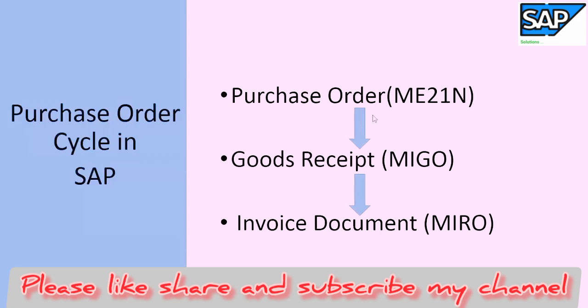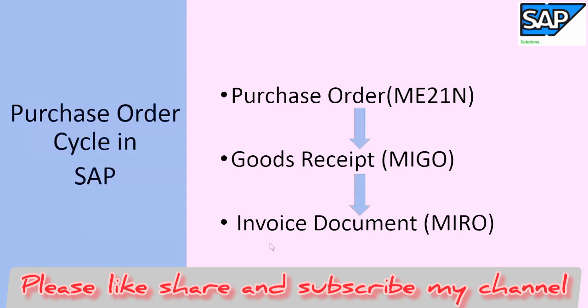Then the vendor dispatches the material to our plant, which is mentioned in our purchase order. Our plant persons, after checking the quality and quantity of the material mentioned in the purchase order, create a goods receipt in transaction code MIGO. Goods receipt is a confirmation that whatever material and quantity we have mentioned in the purchase order has been received in our plant. So after creating the goods receipt, we have to pay the vendor.